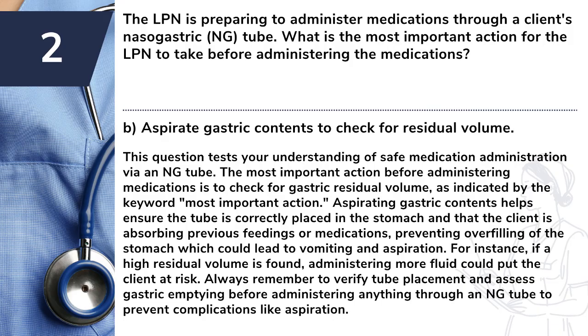Aspirating gastric contents helps ensure the tube is correctly placed in the stomach and that the client is absorbing previous feedings or medications, preventing overfilling of the stomach, which could lead to vomiting and aspiration. For instance, if a high residual volume is found, administering more fluid could put the client at risk. Always remember to verify tube placement and assess gastric emptying before administering anything through an NG tube to prevent complications like aspiration.